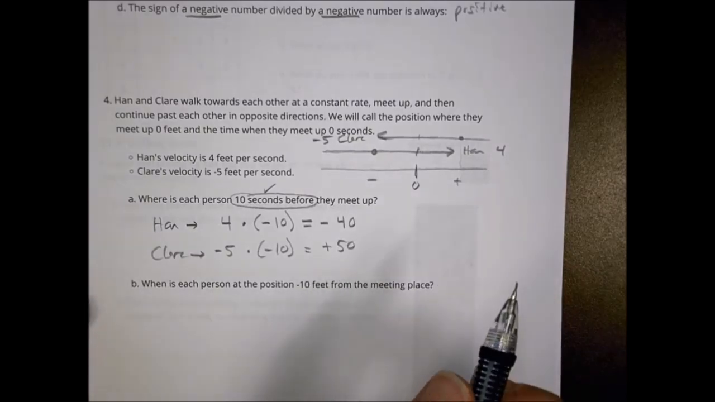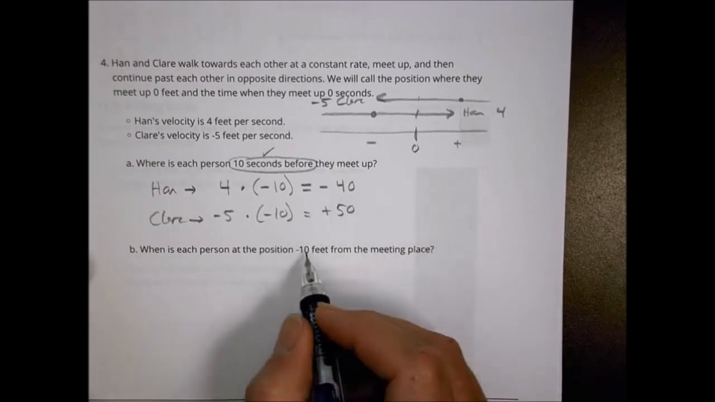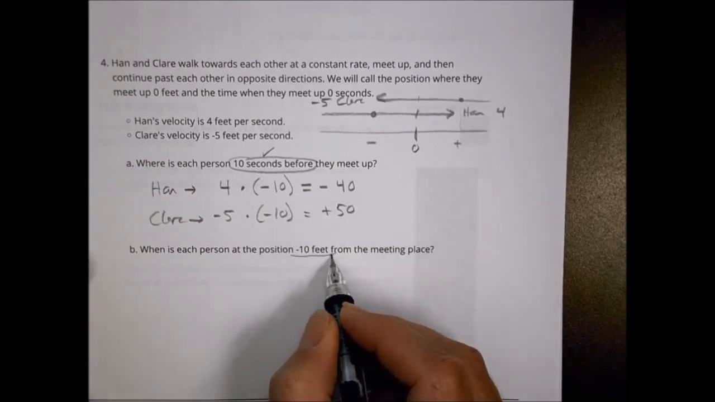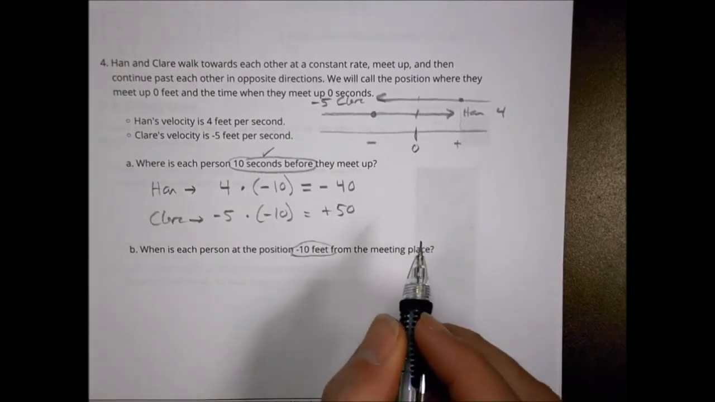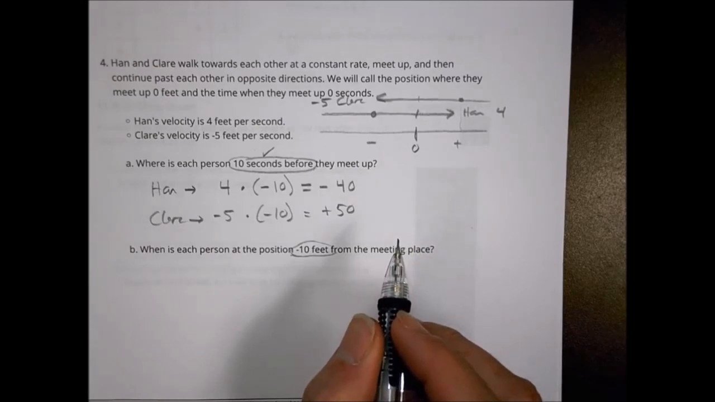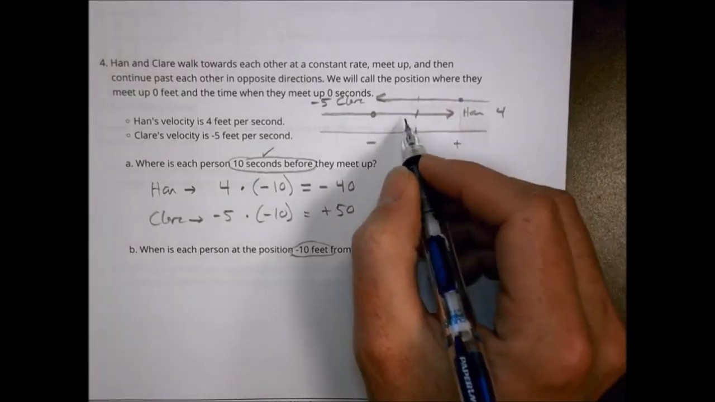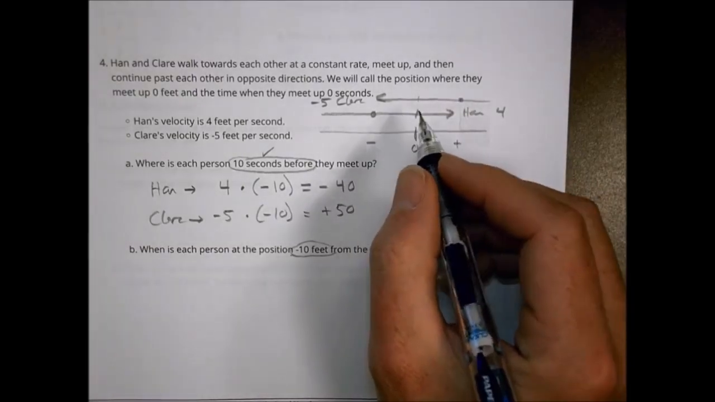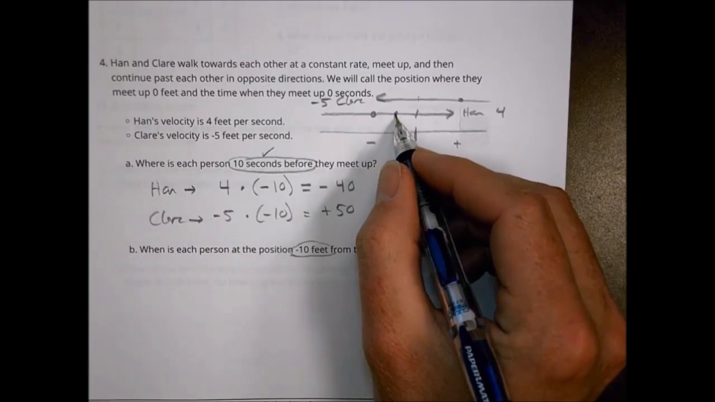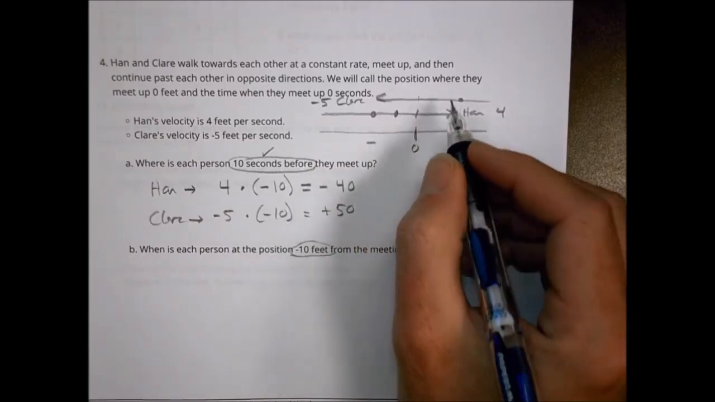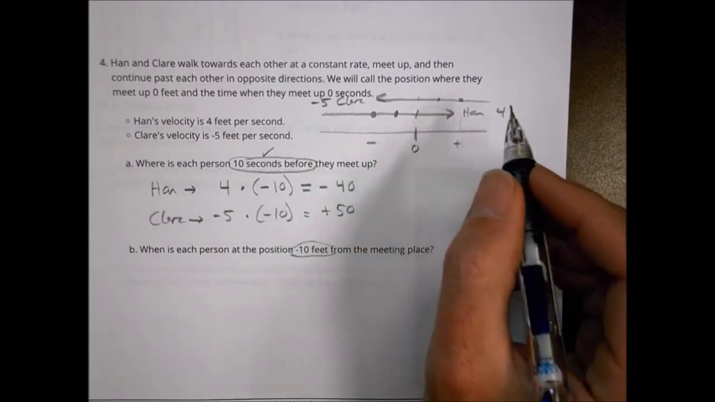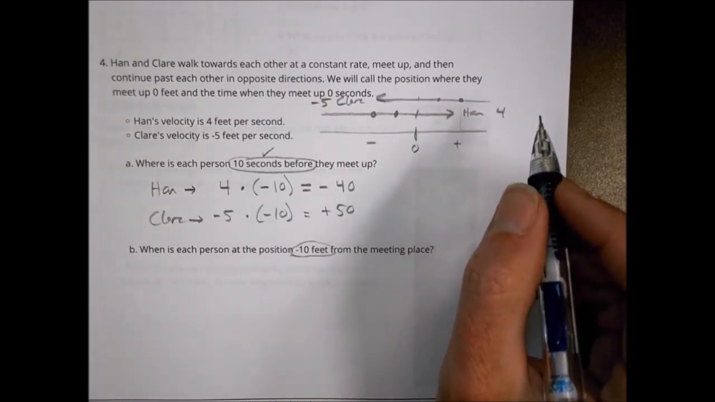So the question then becomes, when is each person at the position -10 feet from the meeting place? When is each person at -10 feet from the meeting place? In this case, we're looking at when Han will be about here, and then when Claire will be about there, about 10 feet away from where they're going to meet.